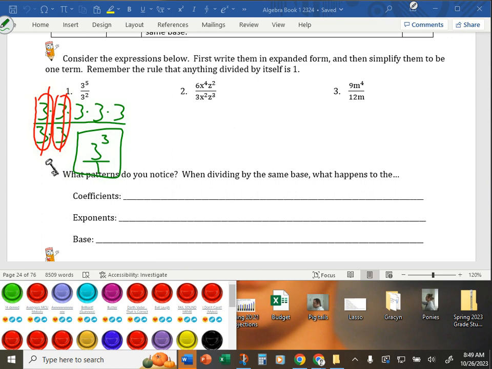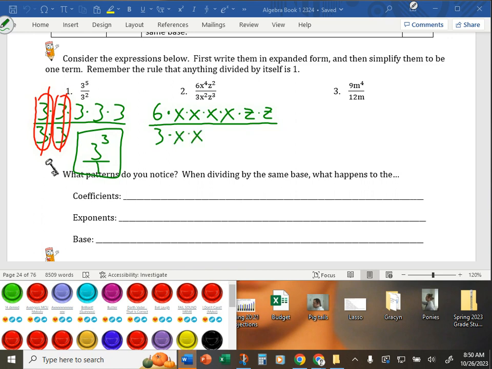The next one, 6x to the 4th z squared. How many 6's do we have there? Just 1, because what is it? Coefficient. So 6 times how many x's? 4. So 1, 2, 3, 4, times how many z's? 2, times z. Then in our denominator, how many 3's? Just 1. How many x's?